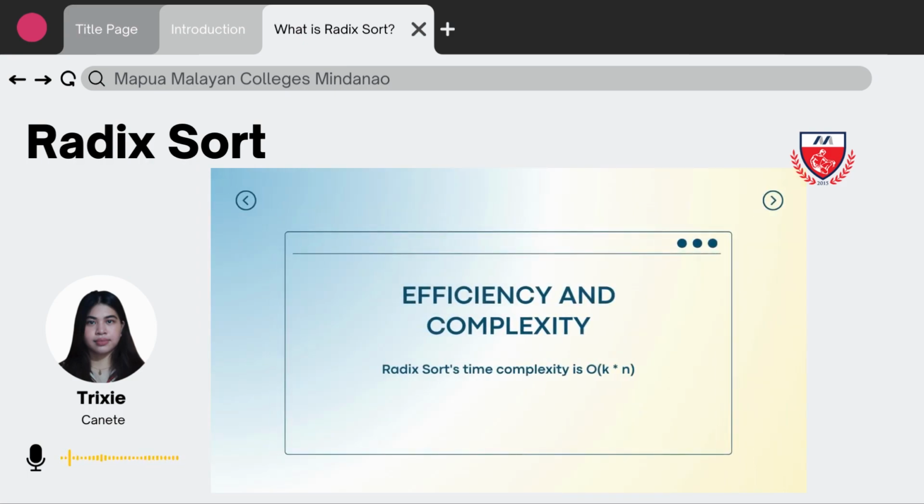Now, the efficiency and complexity of the radix sort. The radix sort's complexity is big O of k times n, where n is the number of elements and k is the number of digits or characters in the maximum value. It is particularly efficient for large datasets or when dealing with fixed size keys. Unlike some other sorting algorithms, radix sort has a linear time complexity, making it a valuable choice in specific scenarios.